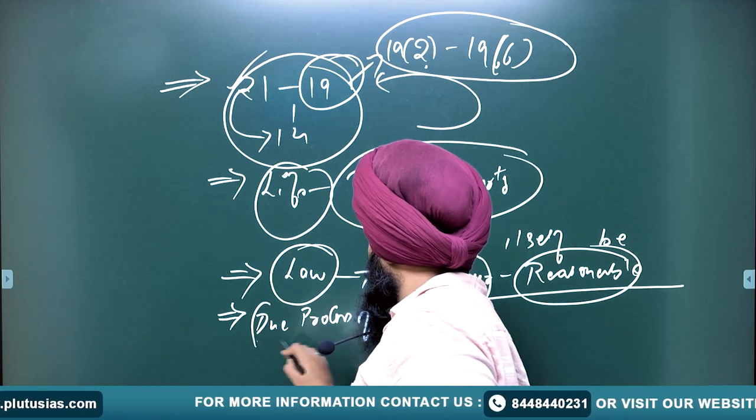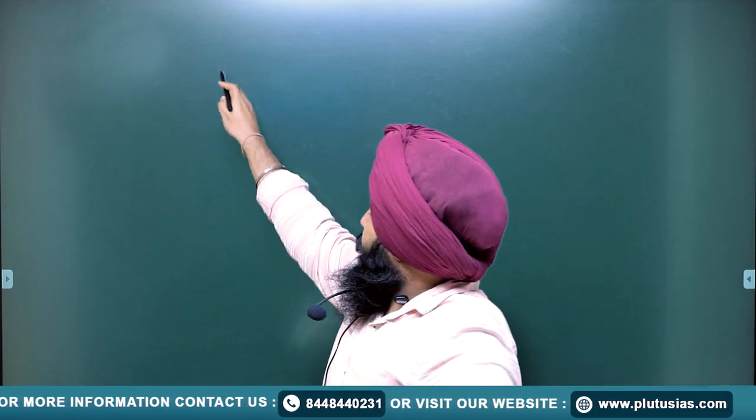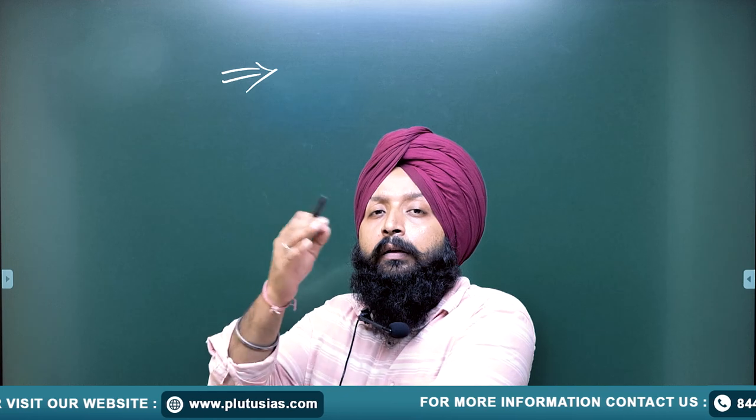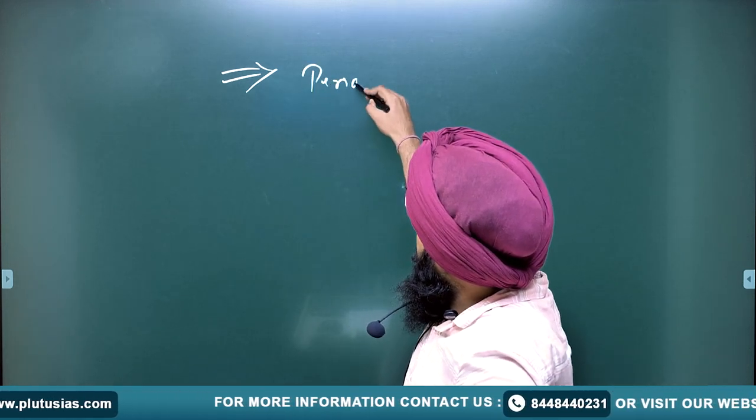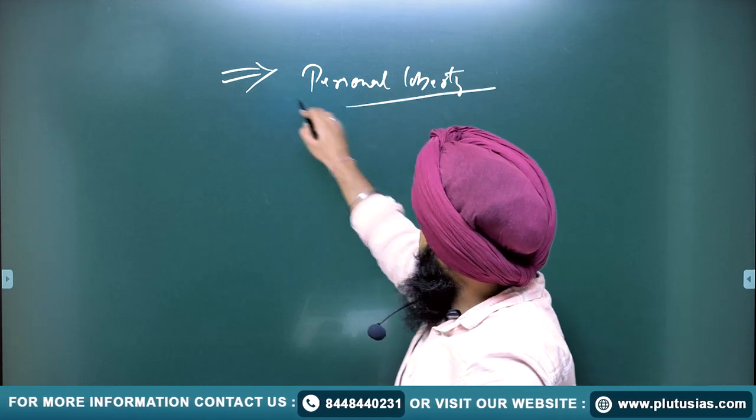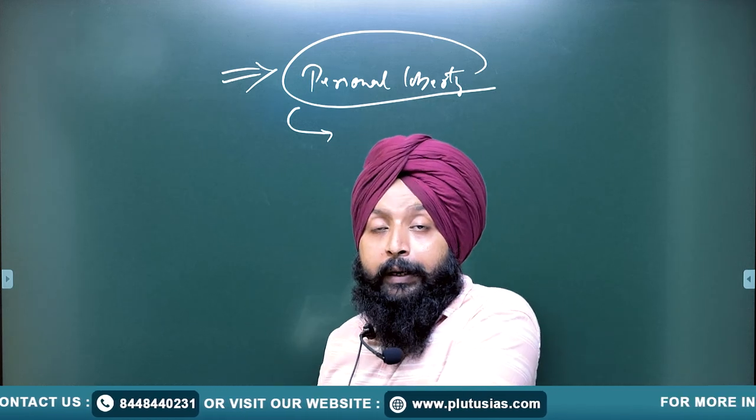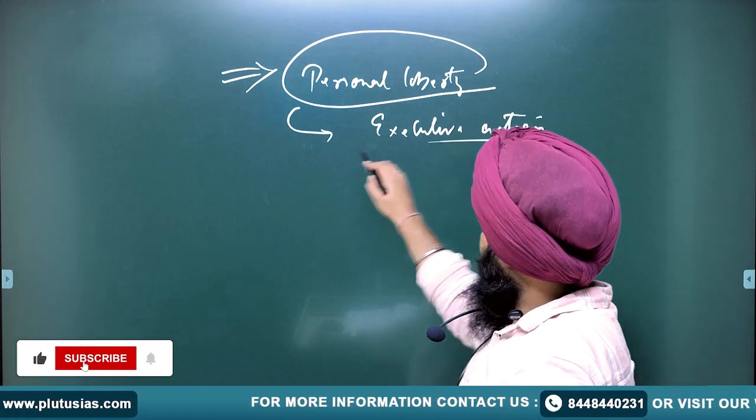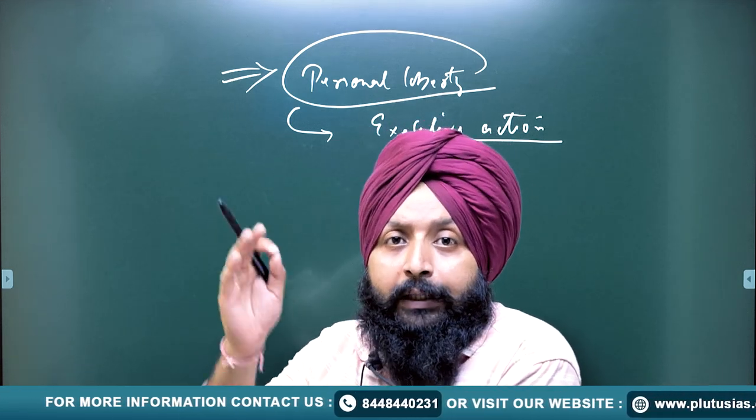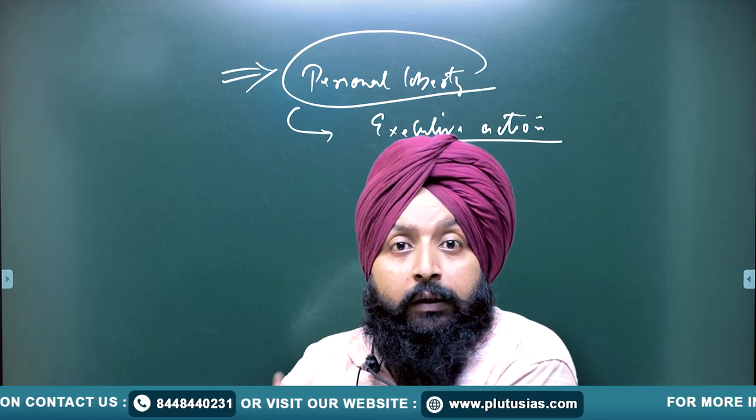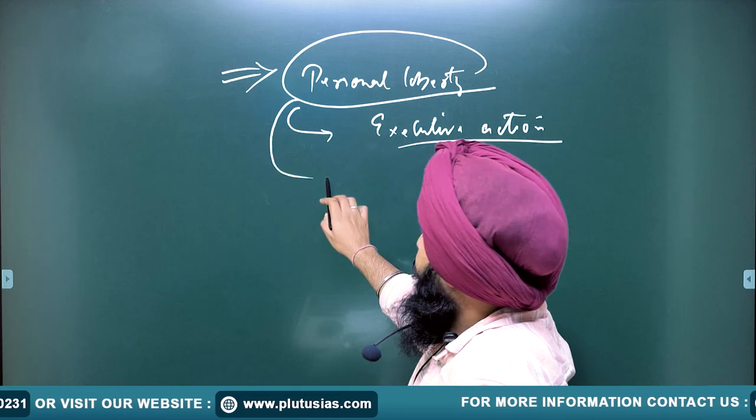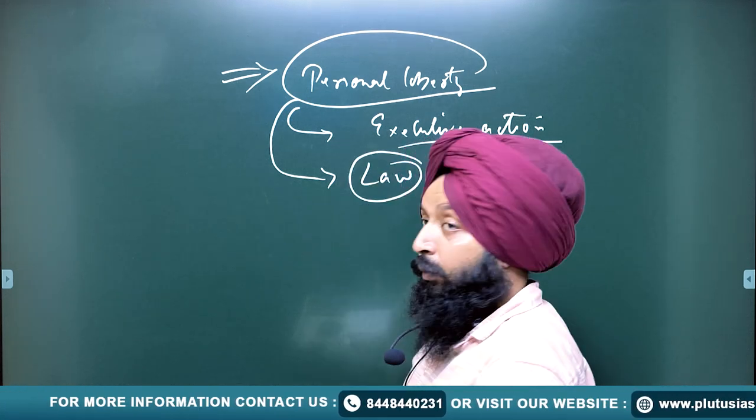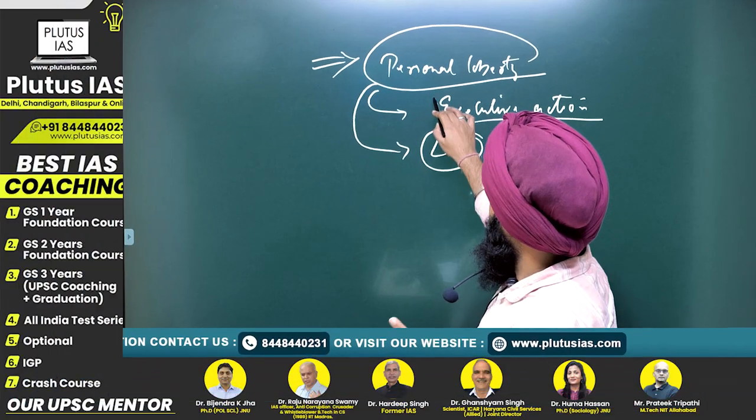That means now if a person's life or liberty has to be deprived, or the person is deprived of his personal liberty, it cannot be done merely on the basis of an executive action. That means the government or any of its agency, by their orders or by their acts only, cannot deprive a person of his life and liberty. That means if the life and liberty of a person has to be deprived, it should be through a law. One thing is, now it is protecting the liberty of a person from arbitrary executive action.